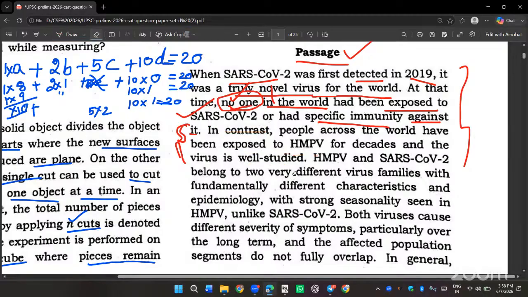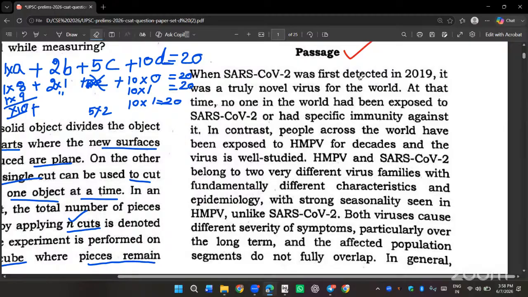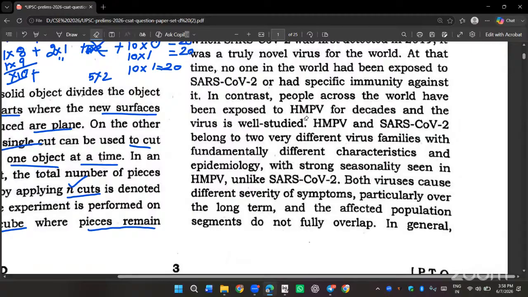But if you put in contrast, then they are not similar viruses. So the term is wrong. Statement one is invalid. Wrong. That's all. After that also I take you. Again they are comparing. Author is comparing. HMPV and SARS belong to very different virus families. Then how can we say similar?